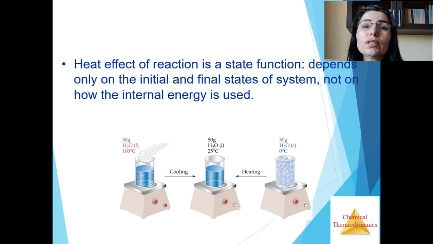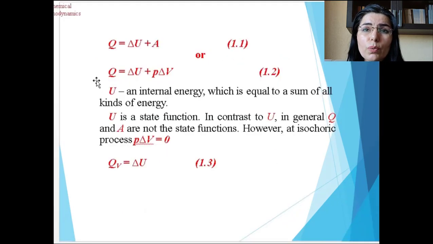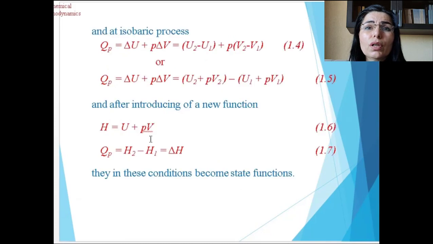The heat effect of a reaction is a state function and depends only on the initial and final states of the system, not on how the internal energy is used. From this slide you see the equation for internal energy and other state functions. At isobaric processes, we can write the equation like this: Qp is equal to delta U plus P delta V, and is equal to this expression. Then, after introducing a new function, enthalpy, H equals U plus PV, and Qp is equal to this expression.